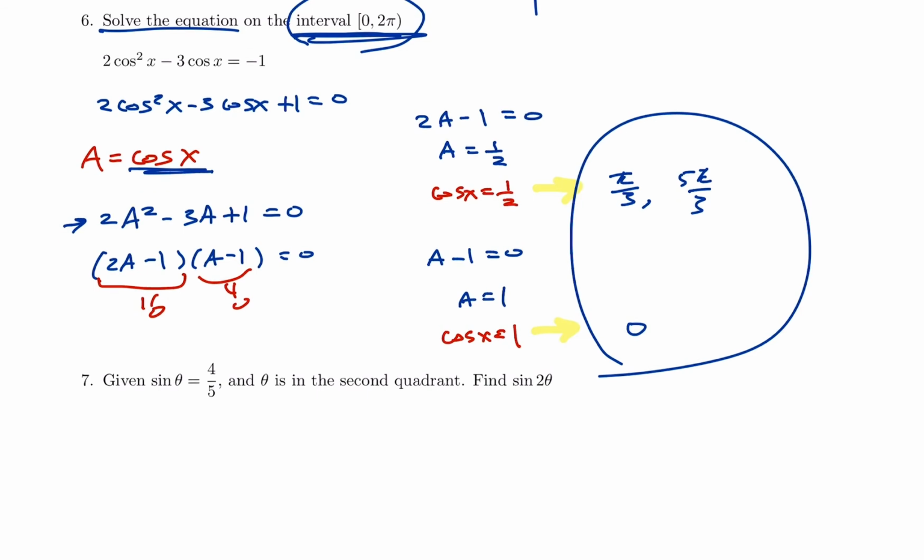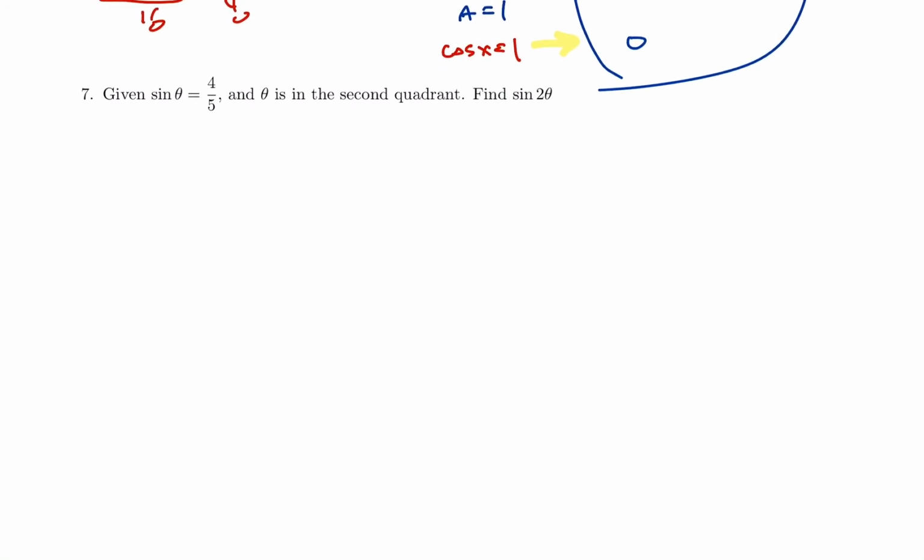Okay, so let's look at number 7. Given sine theta is 4 over 5, and theta is in the second quadrant, find sine 2 theta. Again, this should indicate to you that we have to use some kind of identity. Okay, so I'm going to write this. Don't write this: sine 2 theta is not equal to 2 sine theta. They're not the same thing. Okay, so don't assume that.